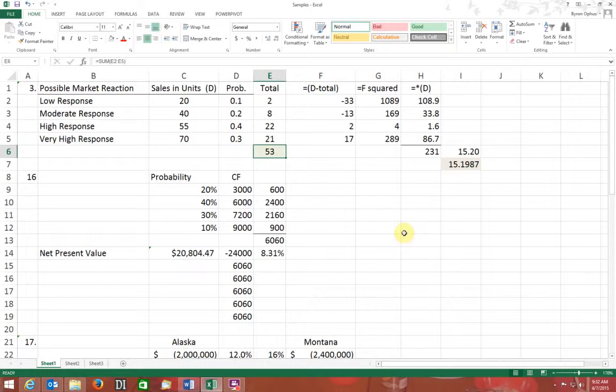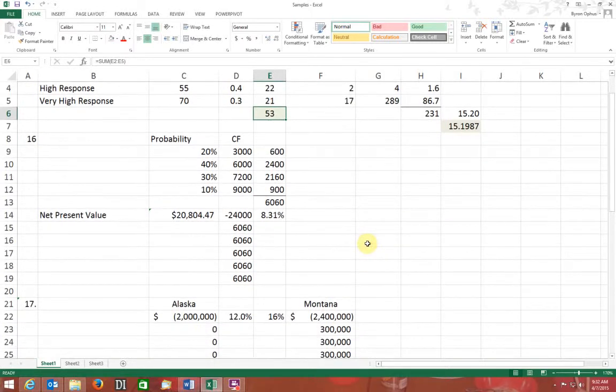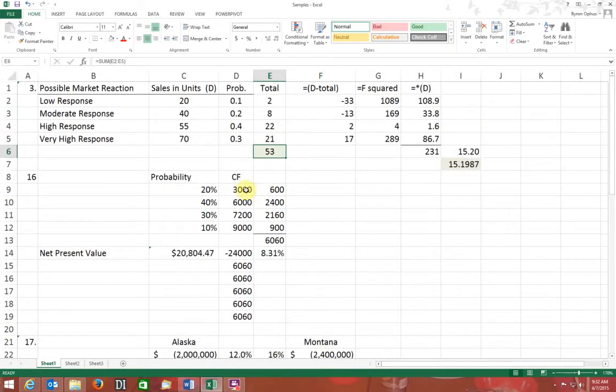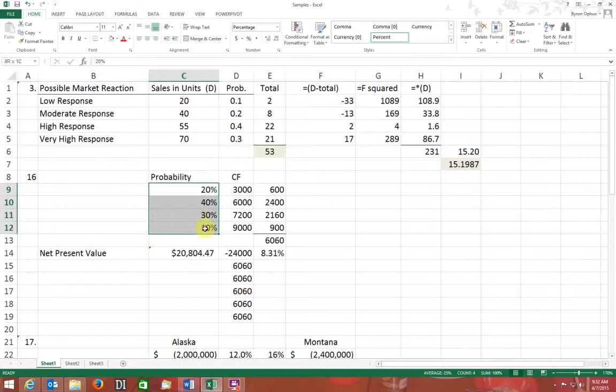Okay, and I'm like that. I just put in some numbers. I didn't find one that was close enough, so I put in some numbers, and mine's similar. I think I got mine backwards. I could have had my cash flows here and my probabilities. I should have flopped them, but oh well. And I just made up some numbers. My probabilities are 20%, 40%, 30%, and 10%. You wouldn't have to list them as percentages, but you certainly can. And my cash flows based on each one of those are 3,000, 6,000, 7,200, 9,000.